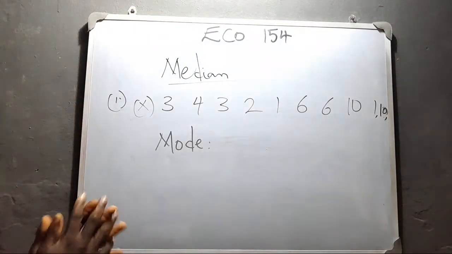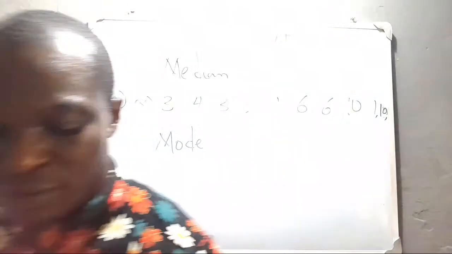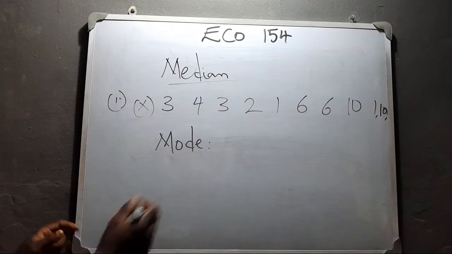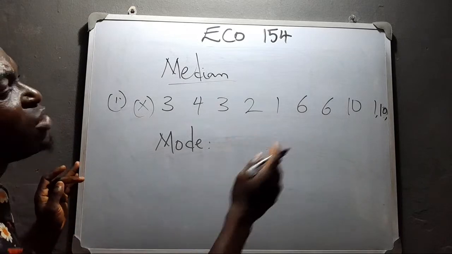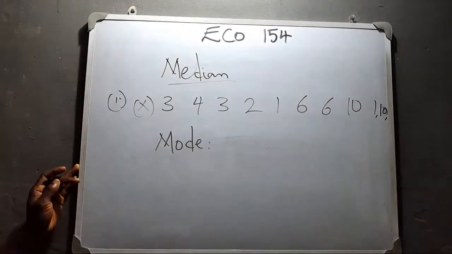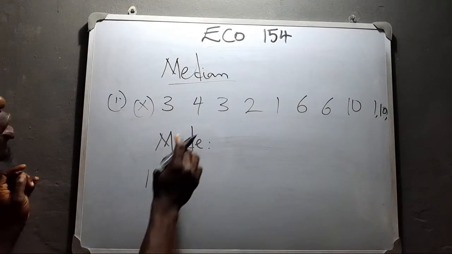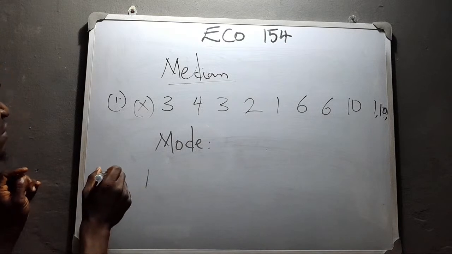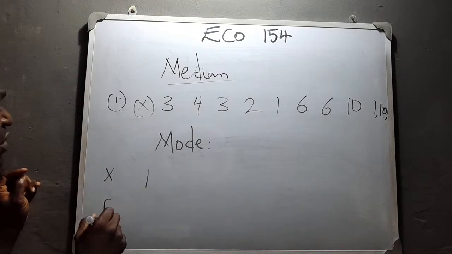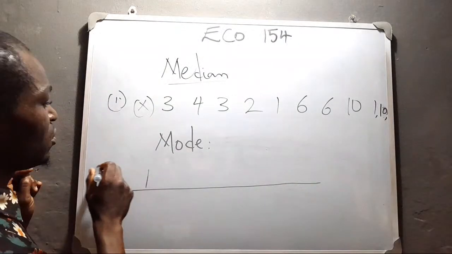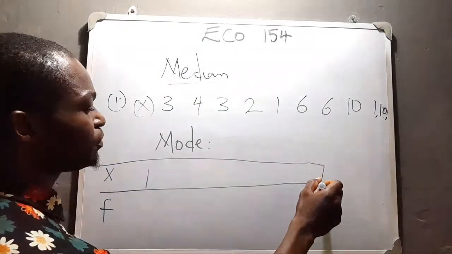Looking at this figure now, let's take a look at the mode. Let's use the same example we used in the median, and let's use it here in the mode. Now, how do we know the variable that has the highest occurrence? Let's say we have the variables here, and we have the frequency, that is the number of occurrence. You can make it like a table.